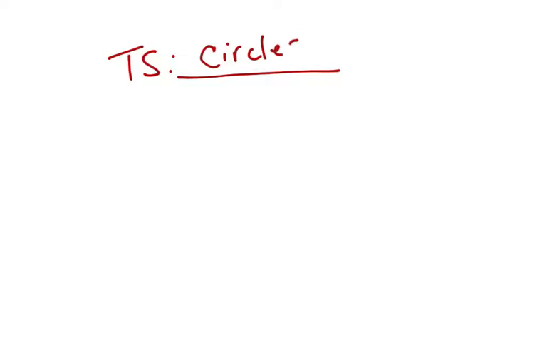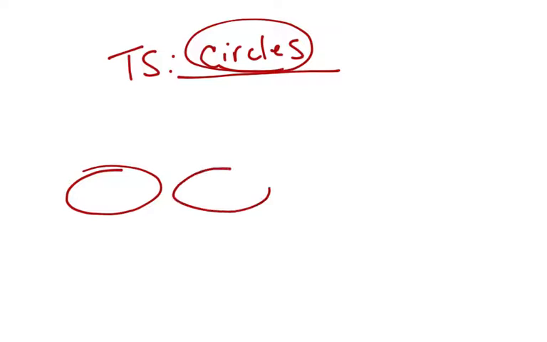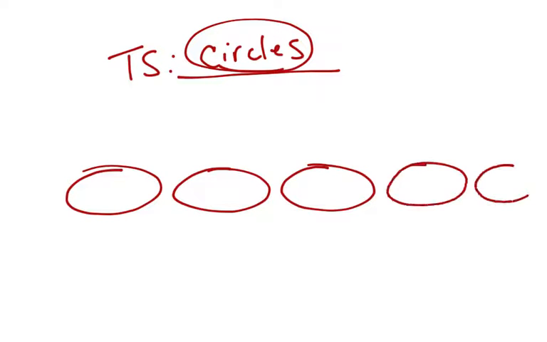Now, if, for instance, we find ourselves, we have a topic sentence, and let's just say it's going to deal just with circles. And when we look at the evidence, visually it sort of appears like this to us.